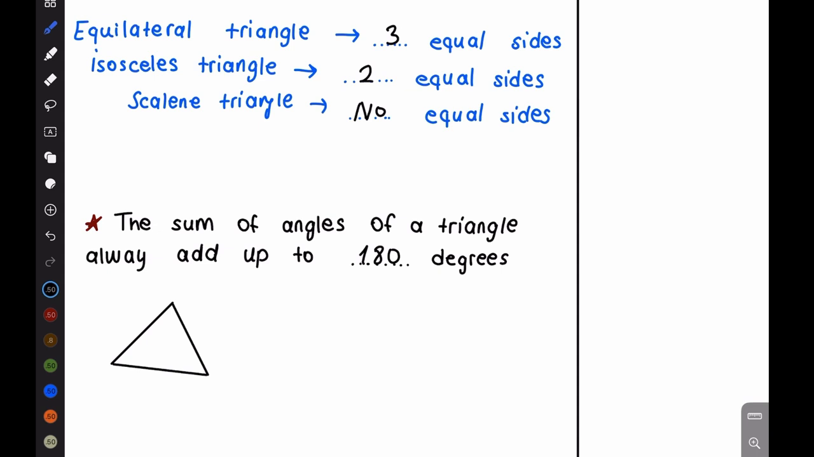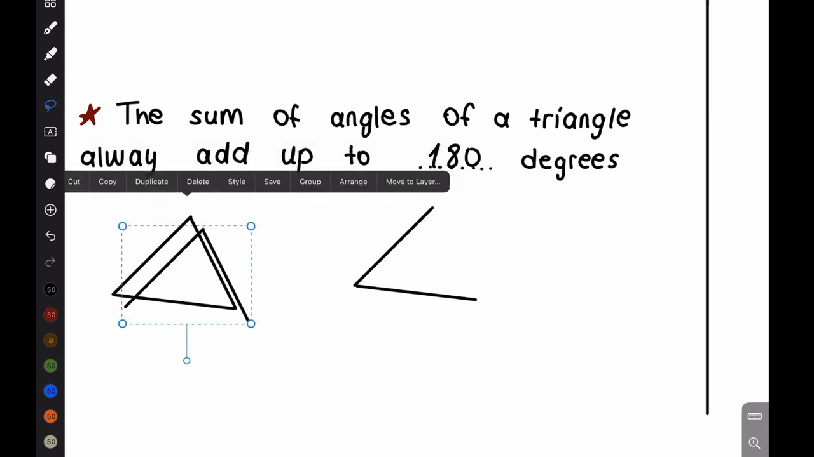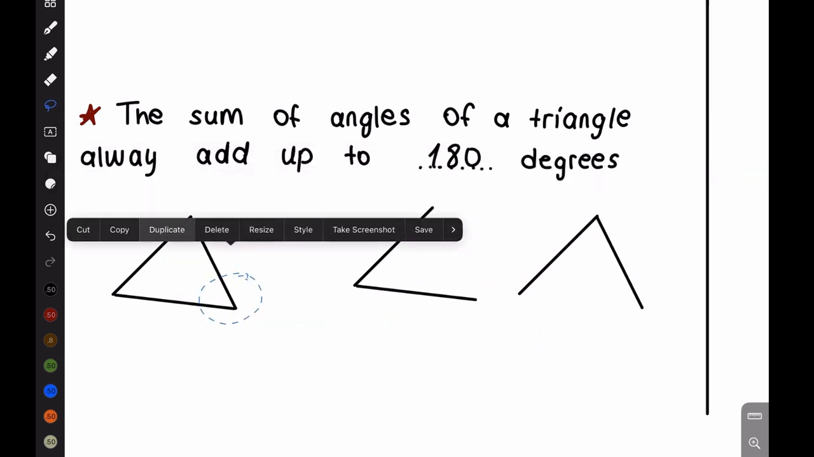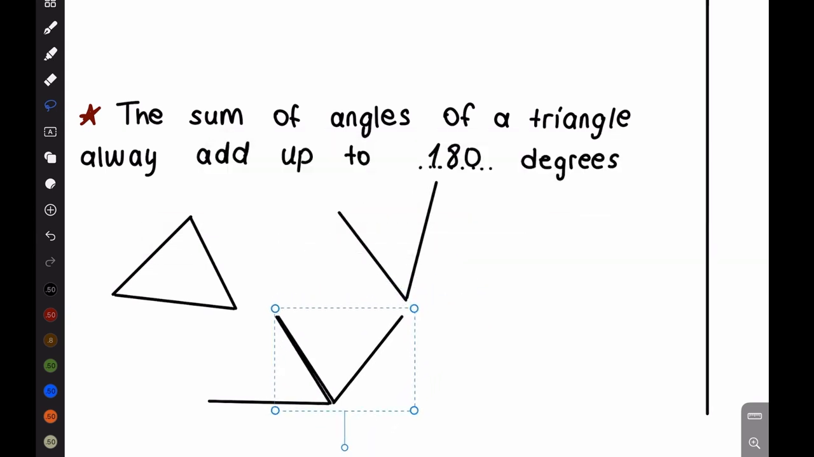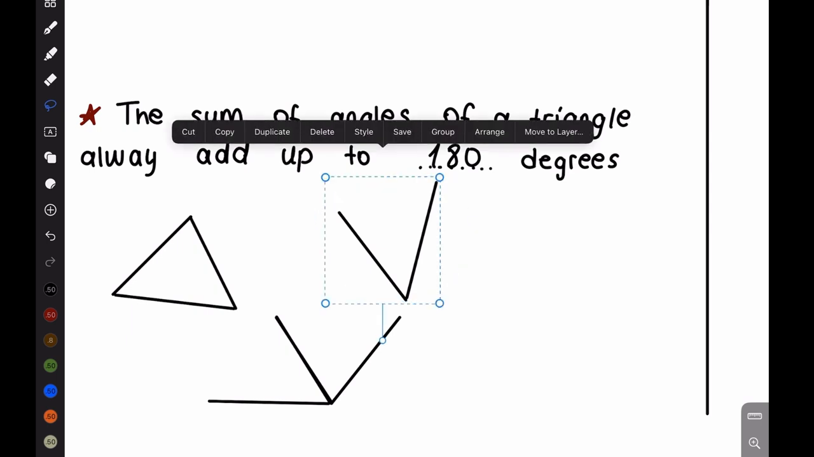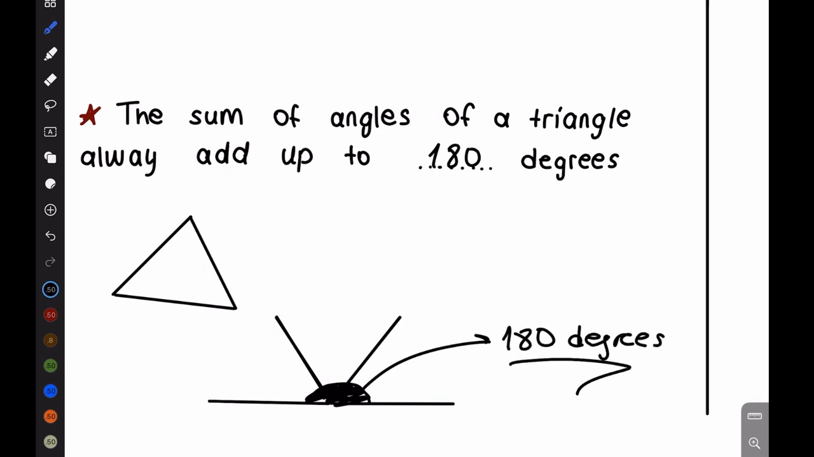For example, let's have a look at this triangle. This is a random triangle, and let's cut it up into three separate angles. It's like that, and this one, and the last one. So let's rearrange them. And the last one. You can see that the total would be the same as a straight angle, that is 180 degrees. As you can see, this will work no matter what type of triangle it is.